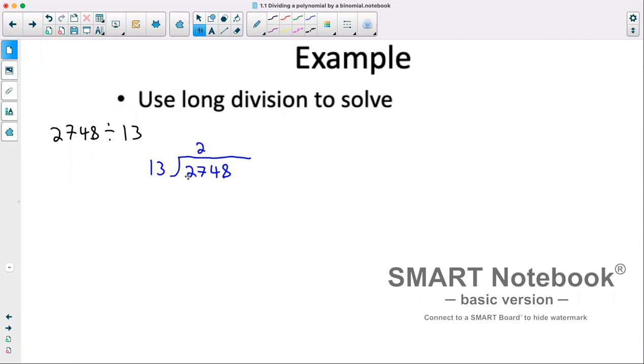So then I'll go 2 times 13, which gives me 26. We then subtract that. So 27 minus 26 is 1. We bring down the next term. Now 13 can go into 14 once, so we'll put a 1 up here. Then we'll go 1 times 13, which is 13. We're subtracting those. So 14 minus 13 is 1. We bring down this 8. 13 can go into 18 one time. Subtracting that gives us 5. Now we don't have anything left to bring down, so this 5 becomes our remainder.